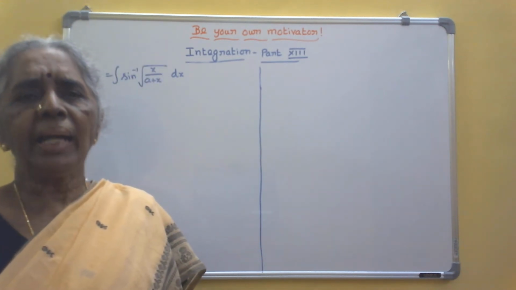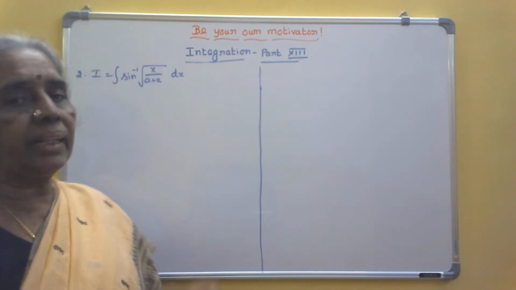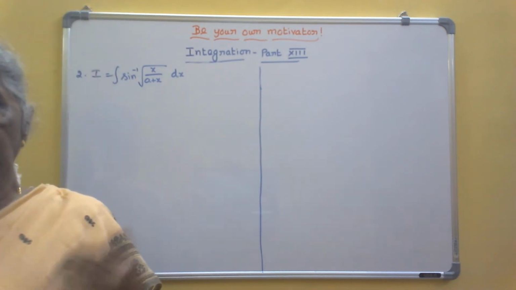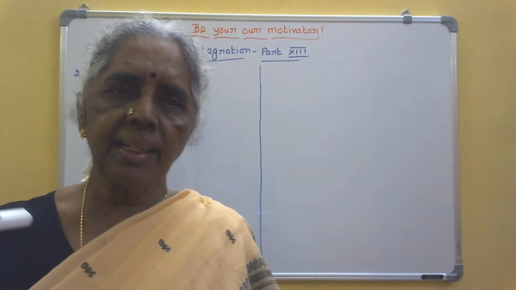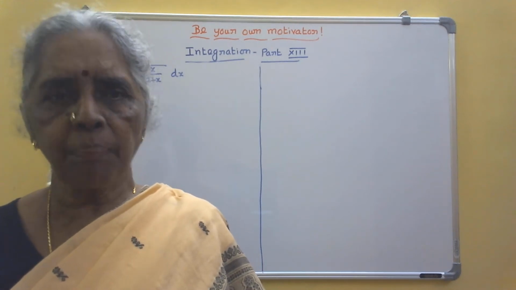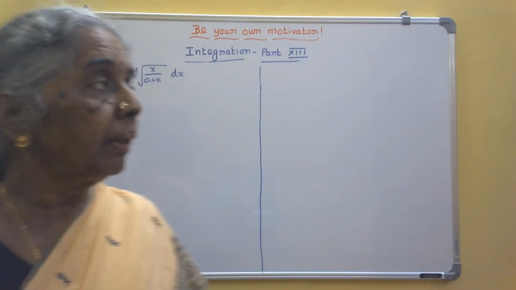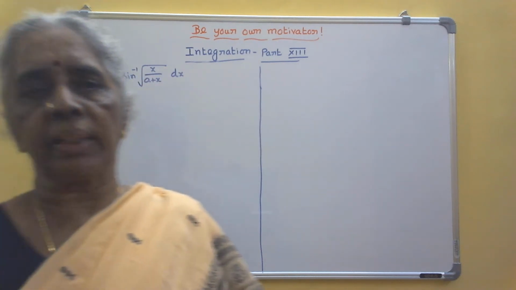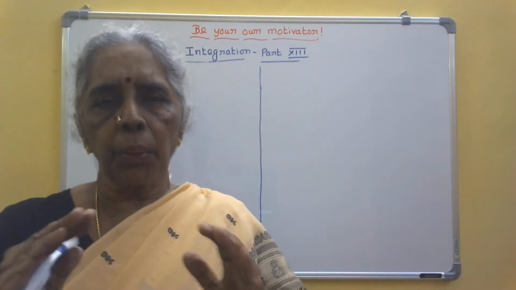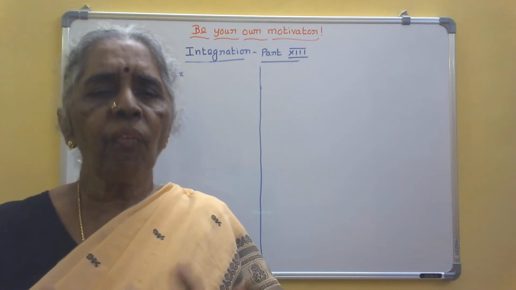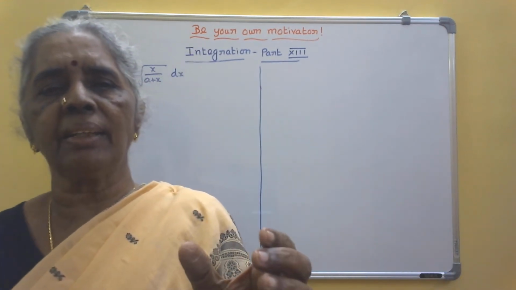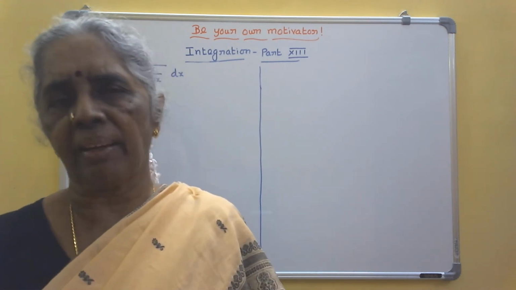Second sum, I is equal to integral sine inverse root x by a plus x dx. Actually, this sum is from NCERT exemplar. Exemplar sums are important. Now, first we have to think what we can substitute for that x so that the root will be removed, and if we get in terms of some sine, then you know sine inverse of sine x is equal to x, like that we can write, isn't it?